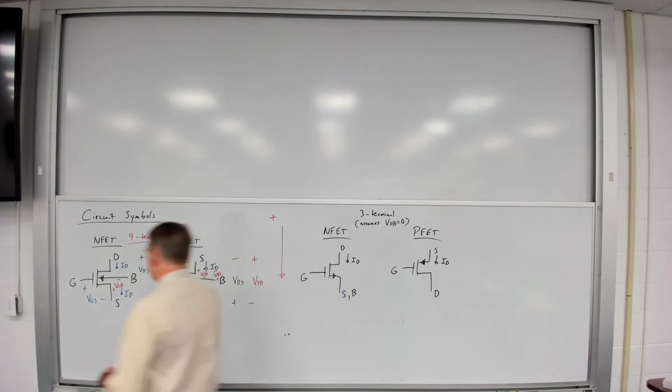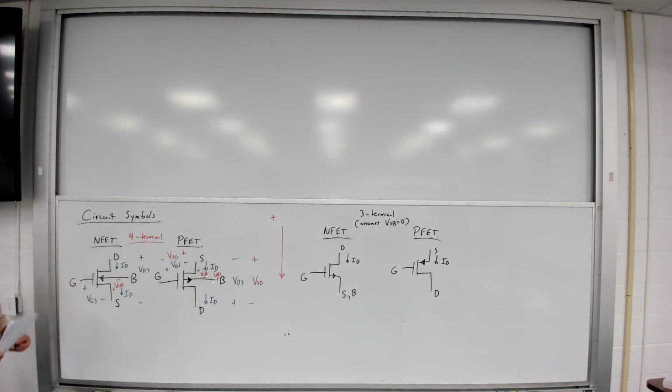All right? So here, the arrow points in. What is the bulk in an NFET? Is that P or N-type? P, yeah. It's a P-type bulk, a P-type substrate. So this arrow pointing in says the bulk is P-type. It's an NFET. The drain and the source, therefore, must be N-type.